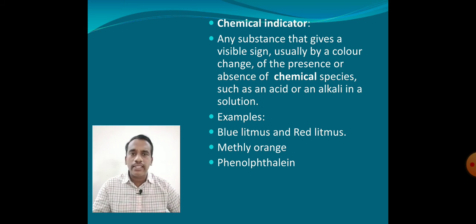So how do we detect the acid? Blue litmus paper will turn red. How do we detect the base? Red litmus paper will turn blue. That is the indication of the litmus paper that we use here.